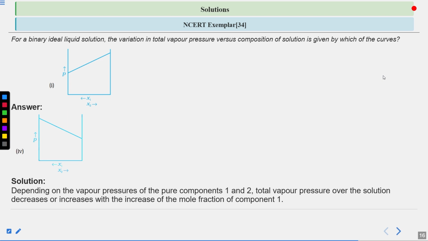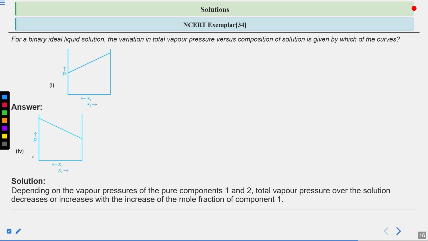Vapor pressure is basically the pressure exerted by the vapor which is present above the liquid, in chemical terms. In mathematical terms, you can write the vapor pressure of a solution as the product of the mole fraction of the solvent and the pure solvent vapor pressure. These two terms define the vapor pressure of the solution.